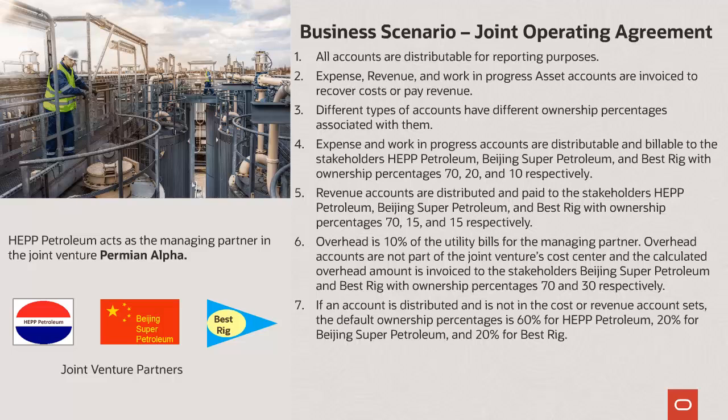Overhead is 10% of the utility bills for the managing partner. Overhead accounts are not part of the joint venture's cost center and the calculated overhead amount is invoiced to the stakeholders Beijing Super Petroleum and Best Rig with ownership percentages 70 and 30 respectively. If an account is distributed and is not in the cost or revenue account sets, the default ownership percentages is 60% for HEPP Petroleum, 20% for Beijing Super Petroleum, and 20% for Best Rig. Let's see how we can use account sets to easily represent this in joint venture management.